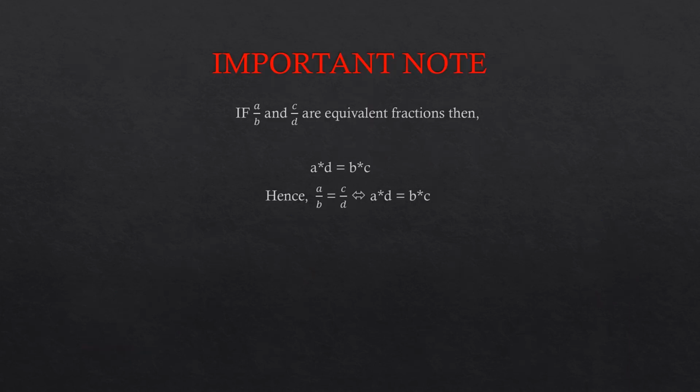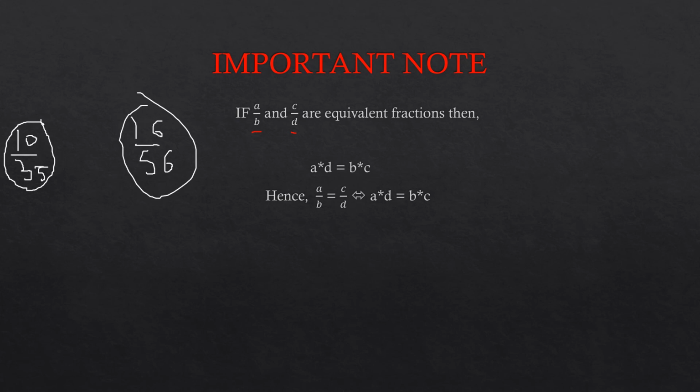Let's proceed now. We have one important note here. Suppose we have fractions a by b and c by d, the general form for any fractions. Let's take the previous fractions, 10 by 35 and 16 by 56, which were given to us in the last question. Now let us suppose this is a by b and this is c by d.